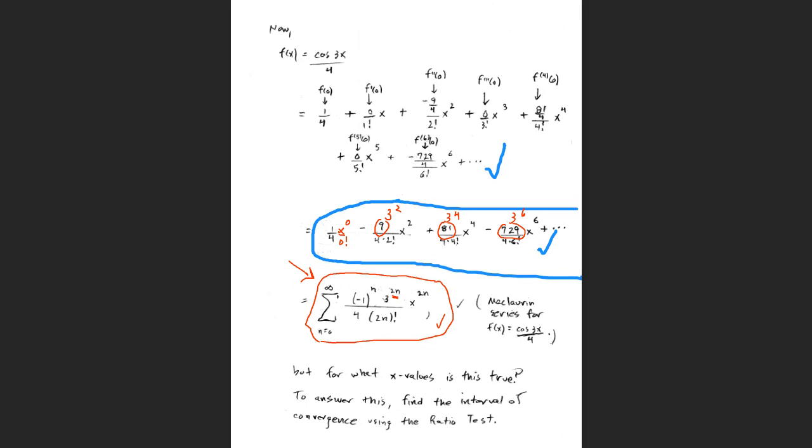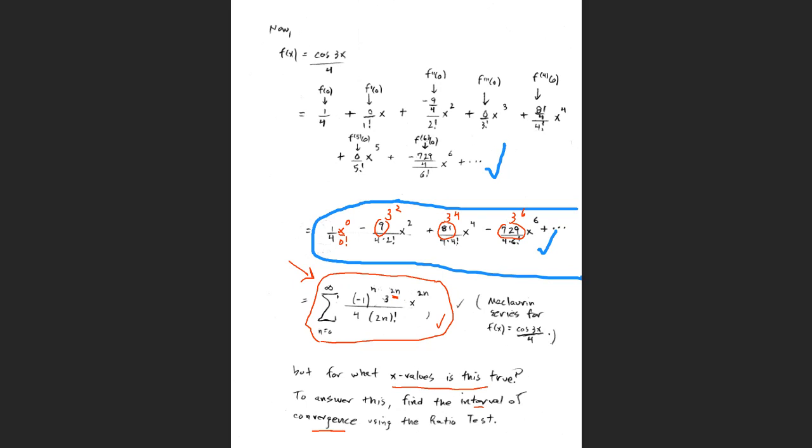So just like in section 8.6, the homework, where you had to take a function and find out what its power series is, and there would usually be multiple choice. Same kind of thing here. So now we have the Maclaurin series for the cosine of 3x divided by 4. And that's nice, but again, we have to ask for what x values is this true. We need to find the interval of convergence. Of course, if we have the interval of convergence, we can get the radius of convergence.